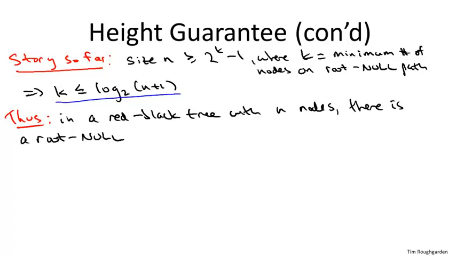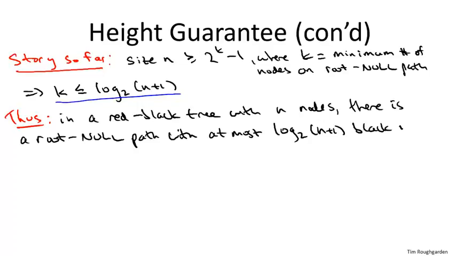So we can write, in a red-black tree with n nodes, there is a root null path with at most log base 2 of n plus 1 black nodes. This is an even weaker statement than what we just proved. We proved that some path must have at most log base 2 of n plus 1 total nodes, so certainly that path has at most log base 2 of n plus 1 black nodes. Now let's apply the 2 knockout punches of our 2 invariants.